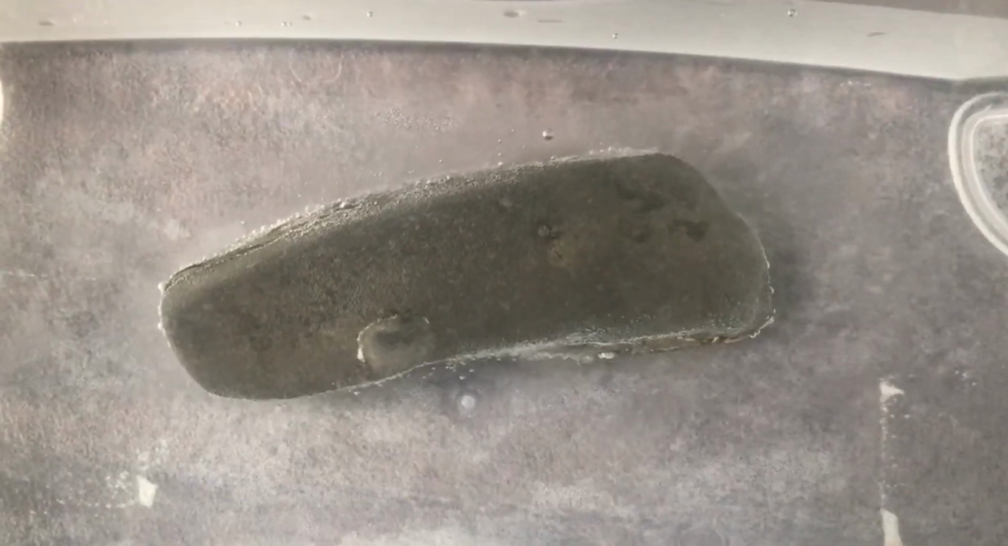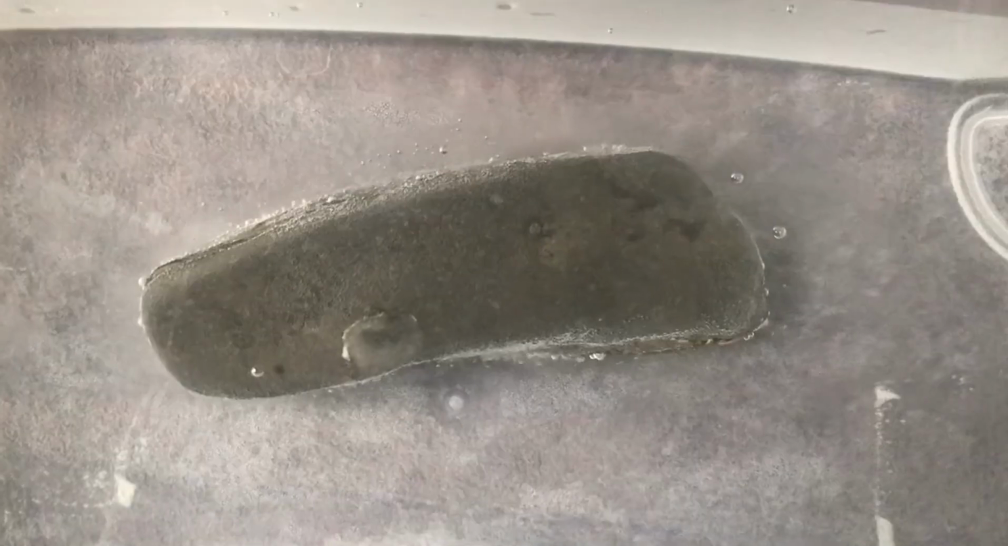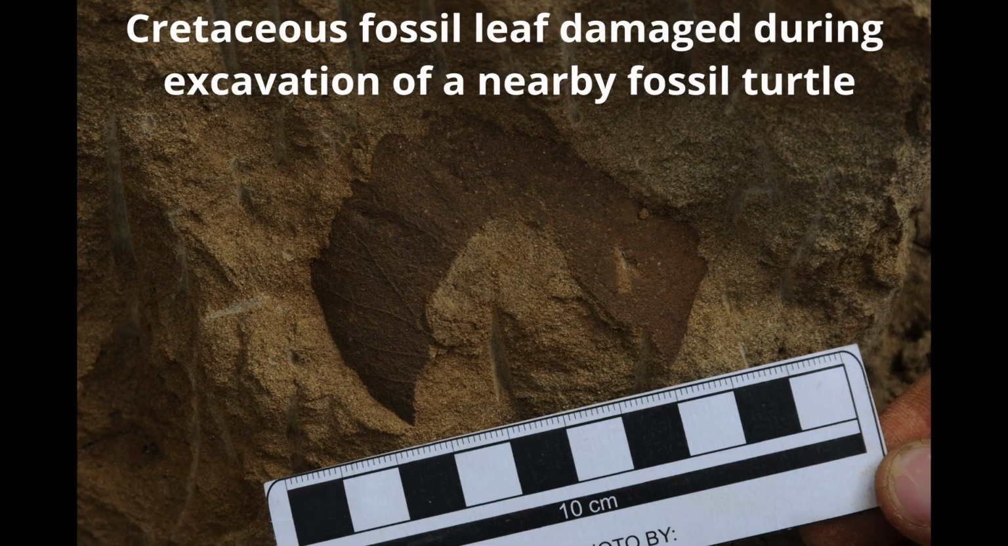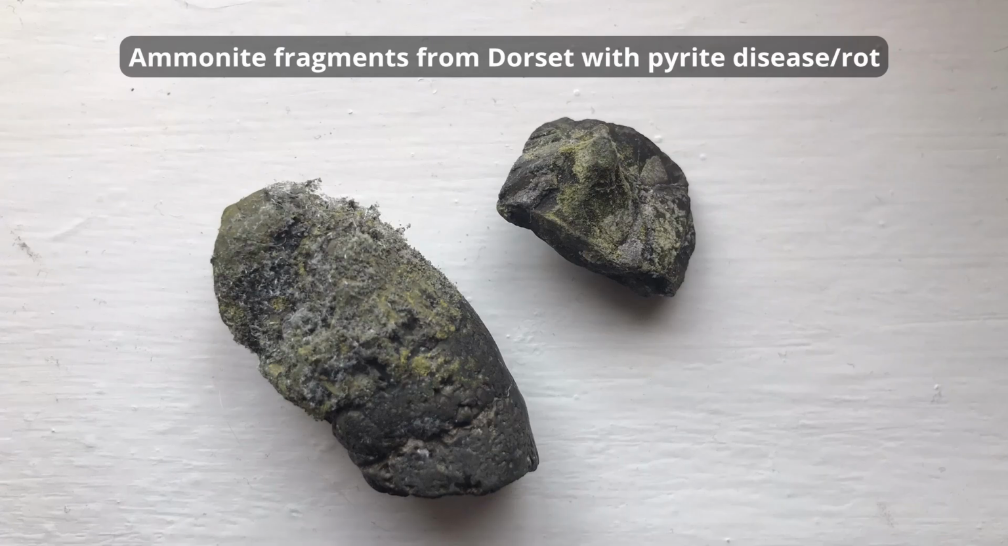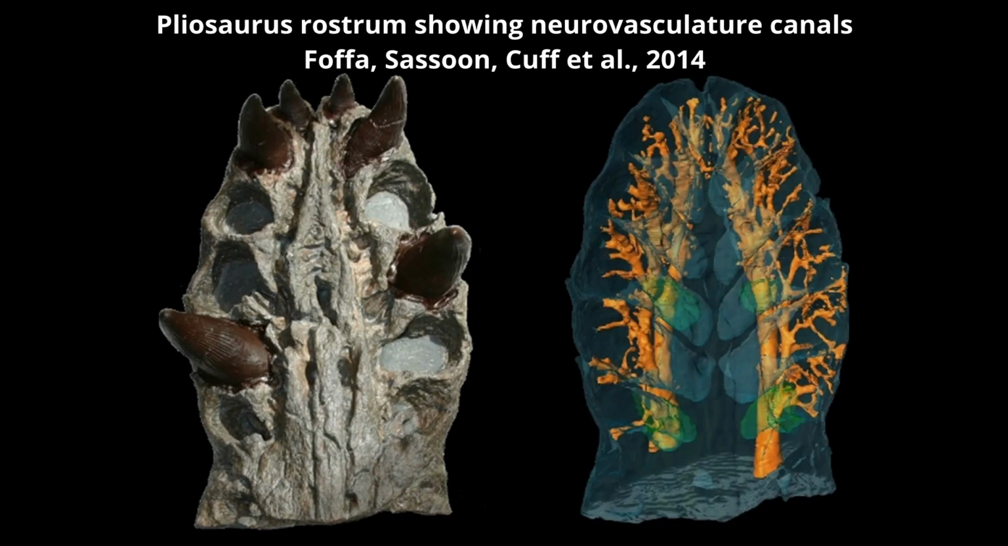Or, if the matrix is calcium rich and the fossil isn't, we could use an acid to dissolve the matrix and leave the fossil. But all of these methods will potentially damage the fossil, either during the preparation itself or afterwards, due to the fossil now being out of its matrix and exposed to the environment. So what is the alternative? We can do a virtual preparation.